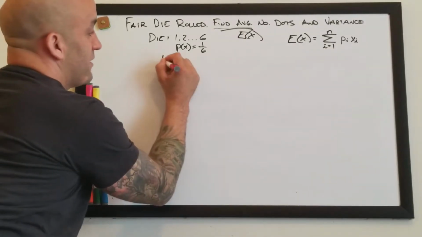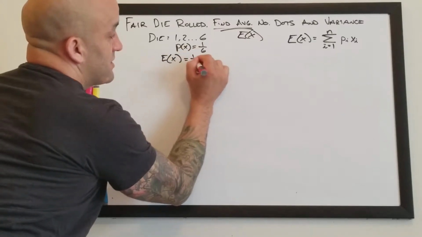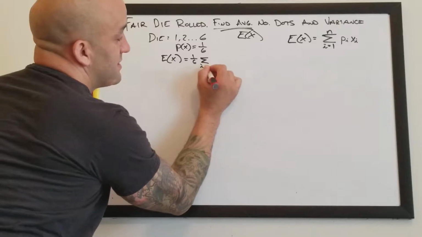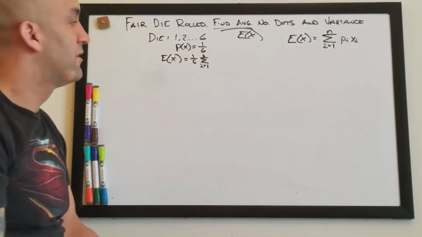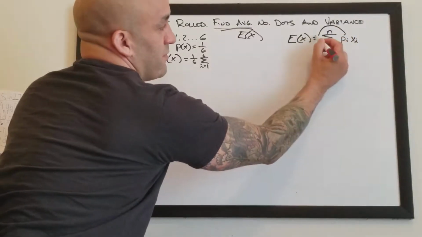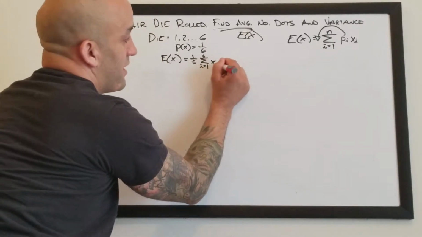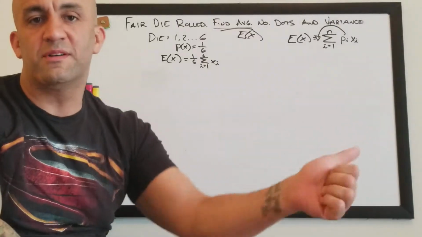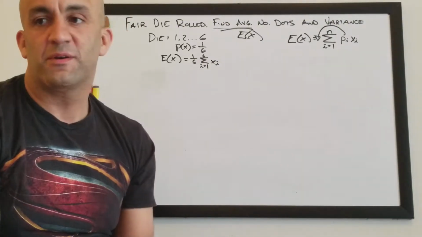So our expected value is going to equal 1/6 times the sum from i equals 1 to 6, because we're looking at 6 sides. I'm just pulling this probability portion out of x sub i. Now you can go through and add that up, 1 plus 2 plus 3 plus 4 plus 5 plus 6. That's a very easy way to do it.